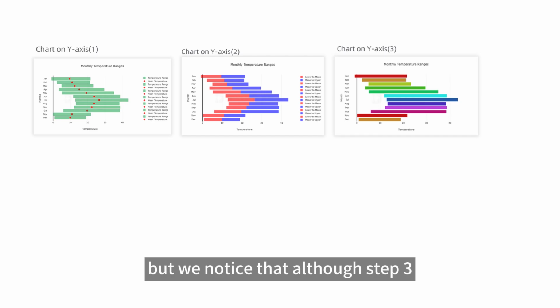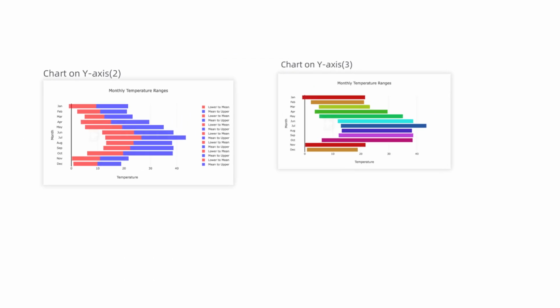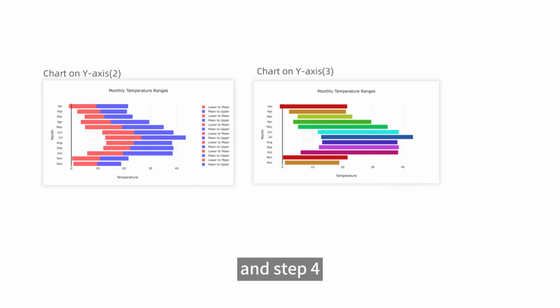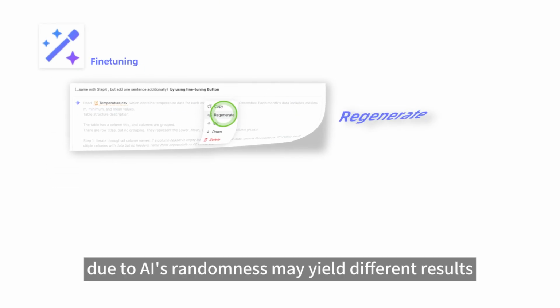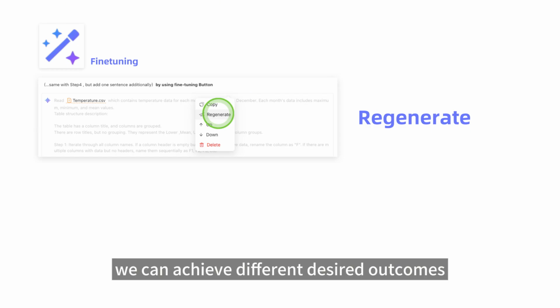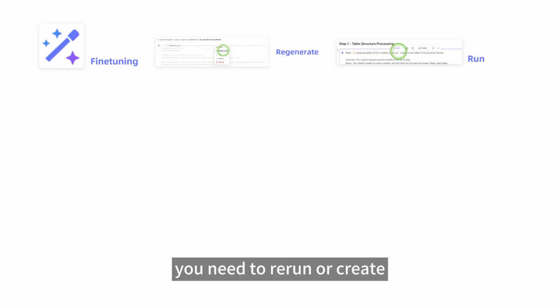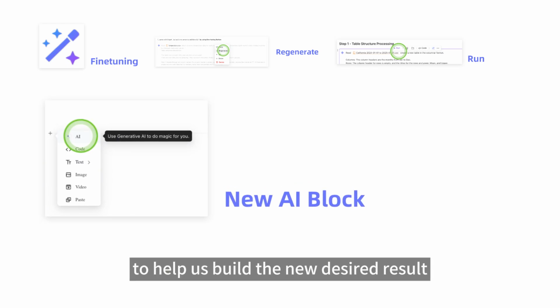But we noticed that although Step 3 shows each bar in a different color, the mean value is not clear. How can we get a floating bar that combines the advantages of Step 3 and Step 4? Let's use fine-tuning to regenerate the chart. Each rerun, due to AI's randomness, may yield different results, but by slightly adjusting the prompt, we can achieve different desired outcomes. Note that using the run button directly will not change the previous result. You need to rerun or create a new AI block to regenerate the Python code to help us build the new desired result. Let's take a look at Step 5 and Step 6.